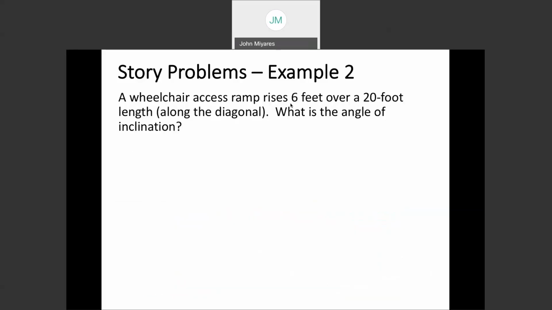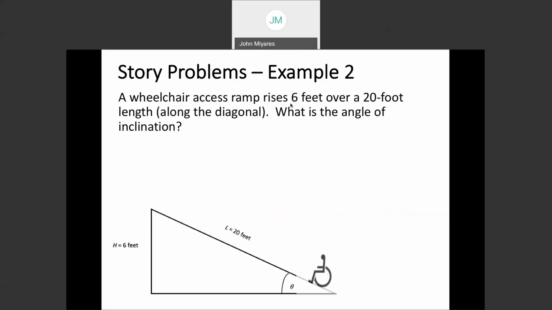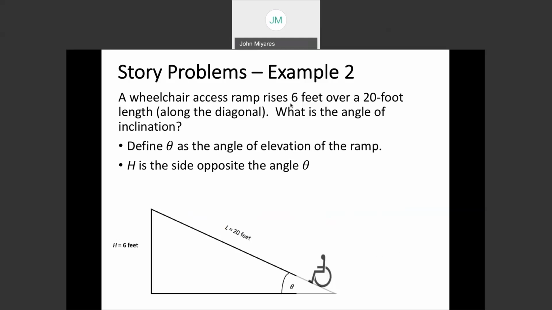Here's another example. A wheelchair access ramp rises 6 feet over a 20-foot length along the diagonal. What is the angle of inclination or elevation of the ramp? Well, here's our diagram showing the situation. You can see angle theta marked in the corner as the angle of elevation of this ramp. The height 6 across from angle theta is going to represent the rise in the ramp, and the 20-foot length along the diagonal we will label with the letter L.